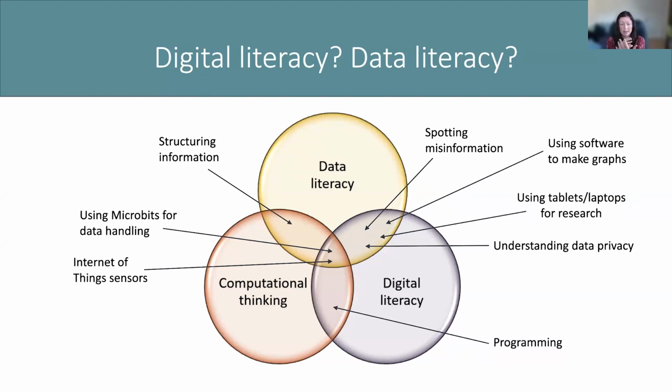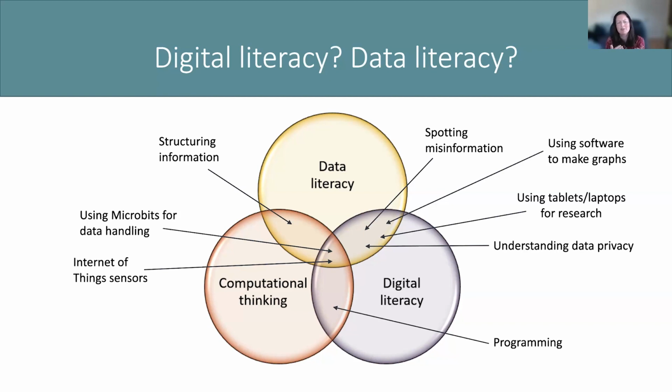So this Venn diagram shows that they're actually quite closely related. And at the heart of that diagram would be an example where all of those three things come together. So for example, if you've used devices like micro:bits, or I presume Raspberry Pis, for data handling, maybe you've got temperature sensors, maybe your kids are writing programs to get the data off of temperature sensors, that would count as digital and data literacy and computational thinking.